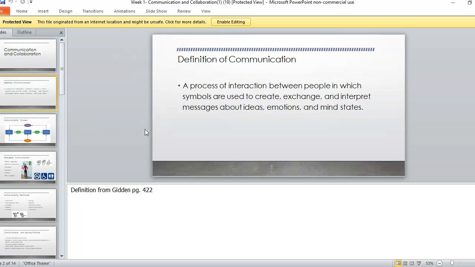It's the process of interaction between people in which symbols are used to create, exchange, and interpret messages about ideas, emotions, and mind states. So we need this to provide accurate, appropriate, and timely sharing of information. It's the key to team relationships, and it's the key to patient safety. Miscommunication is the leading cause of medical errors.